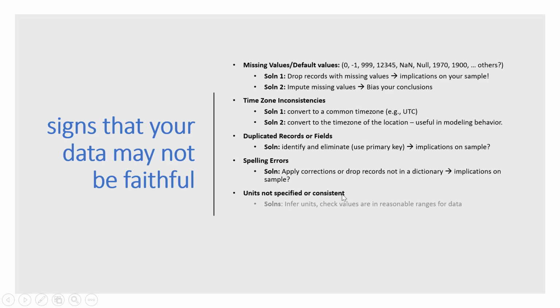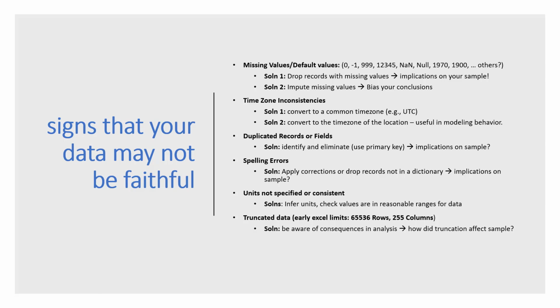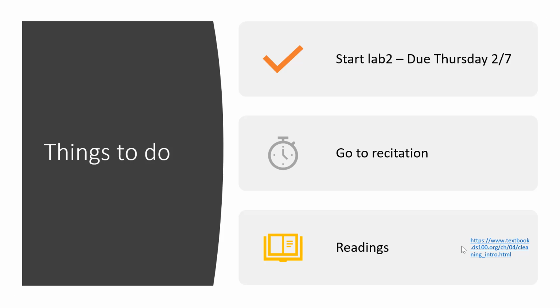If units are not specified or are inconsistent, check that values are in reasonable ranges for the data. Truncated data: early Excel limits were around 65,000 rows, now it's a little bit more. Be aware of the consequences for your analysis. How did the truncation affect the sample?